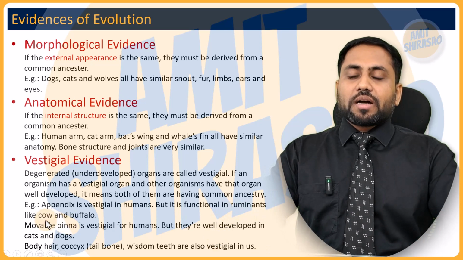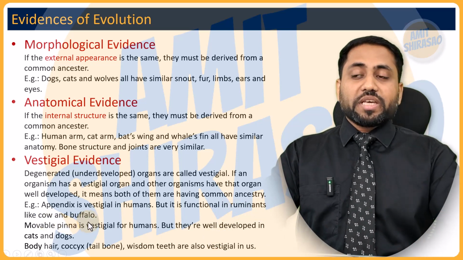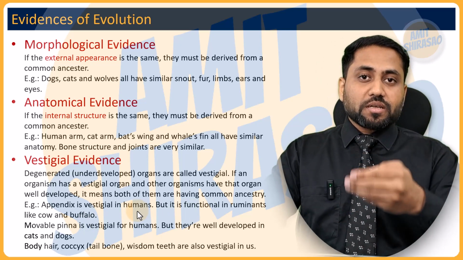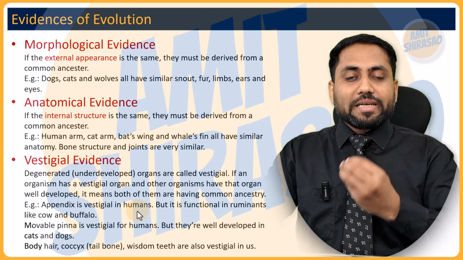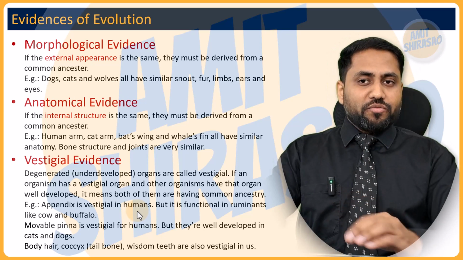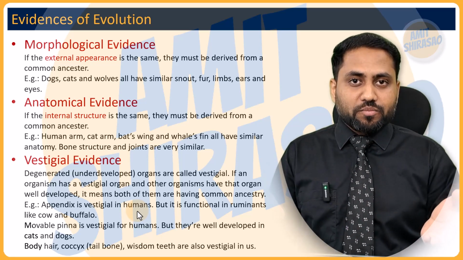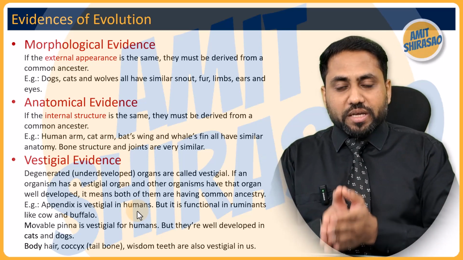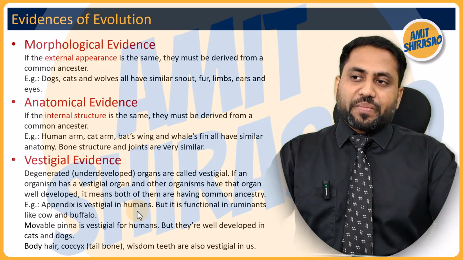So that is ruminant animals. So ruminant animals are cows and buffaloes. Okay, so they have a well-developed appendix, because the appendix is required for digestion, because they are eating raw things. We don't eat raw grass, right? But cows and buffaloes eat it. That's why they require the appendix.